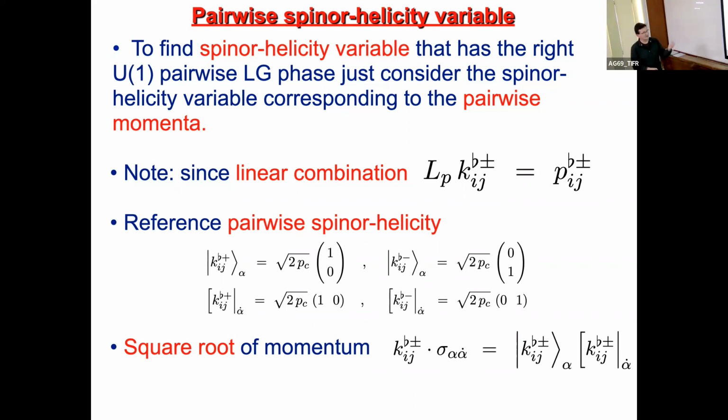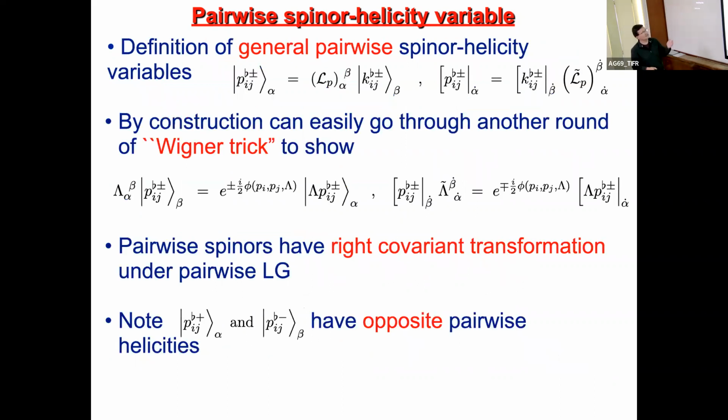Okay, so again, you can go ahead and find what the pairwise helicity variables are for the special frame, the center of momentum frame. So here just (1, 0) and (0, 1). And then, of course, you can boost it into any other frame. And again, by construction, these pairwise spinor-helicity variables are exactly going to be picking up that phase. That's how we constructed them.